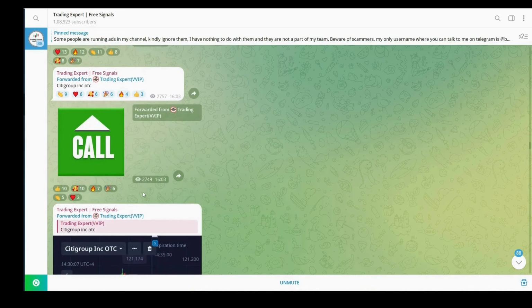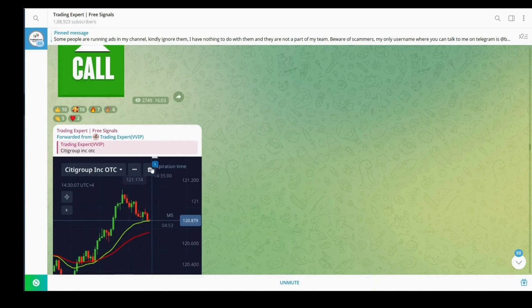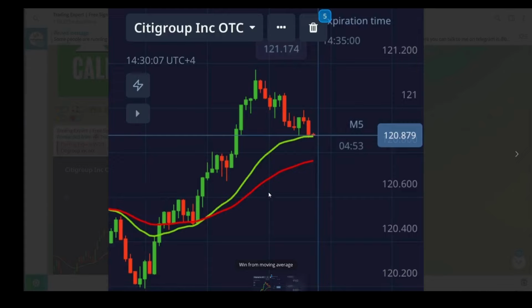Now, let's move on to the next signal, which we provided on Citigroup Inc. OTC for the call side. The logic behind this trade was that there was an uptrend. You can see that the green candle engulfed the previous candle, and after that, a red candle formed, which showed weakness before continuation to the upside. We provided a buy signal, but initially the price did not move in our favor. However, it took rejection from the moving average, and we won this trade from the moving average support.